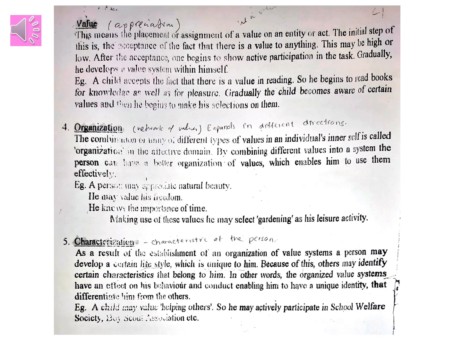Example, a child may value helping others. So he may actively participate in the school welfare society, Boy Scout association, etc. So we know that child is a social being, right? He likes to help the others likewise. So now this is the affective domain. It deals with the heart, attitudes, values, beliefs, emotions, feelings, hobbies, habits, all these things. So we can use the Likert scale or attitudinal scales to measure these.